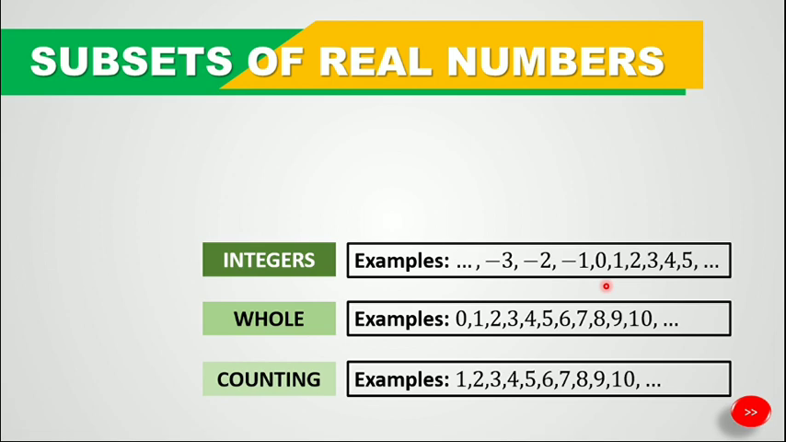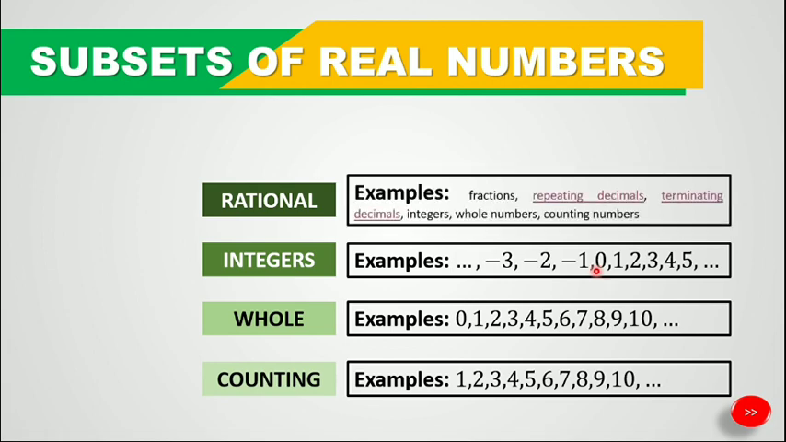Now we also have rational numbers. When we talk about rational numbers, examples are fractions. So again, fractions. We also have repeating decimals. What are examples of repeating decimals?